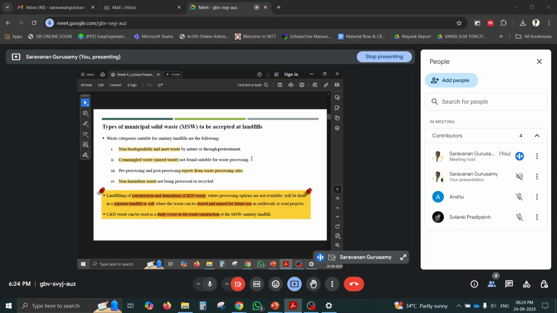So in the sanitary landfills, non-biodegradable and inert waste, commingled waste which does not have any value, and then rejects from processing sites, and non-hazardous waste which cannot be recycled and processed. So these are the waste categories suitable for sanitary landfills. Okay. And then we have another type of landfill separately for construction and demolition waste.